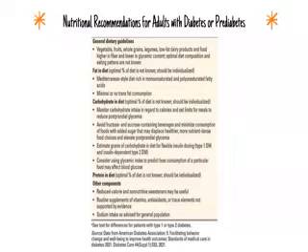So this table shows the nutritional recommendations for adults with diabetes. It's good for us to know this since we can educate our patients regarding the same. General dietary guidelines include vegetables, fruits, whole grains, legumes, low-fat dairy products, and food that is higher in fiber and lower in glycemic content. So we should know which are the food that is low in glycemic content.